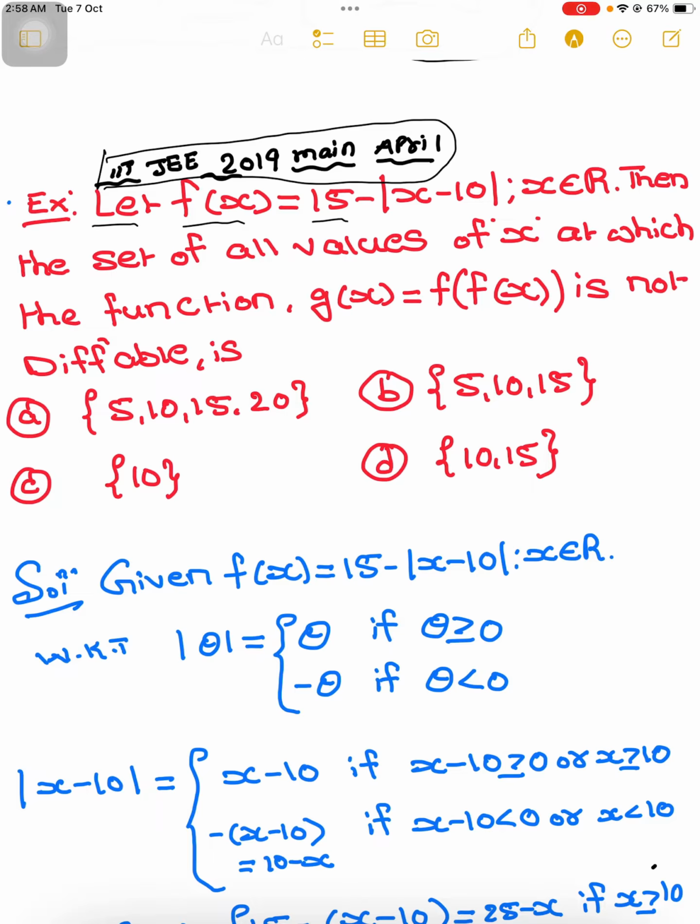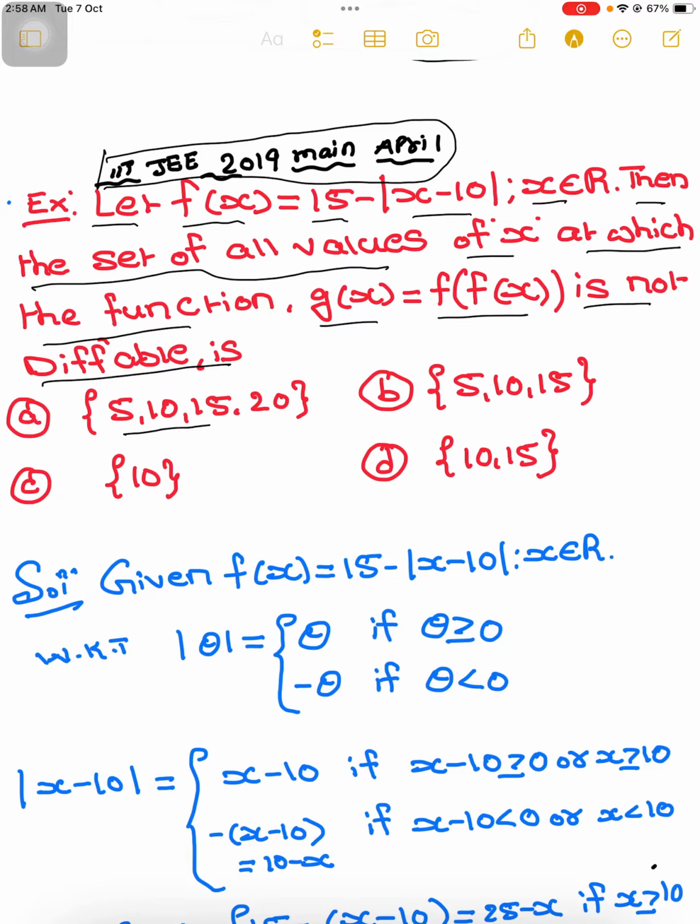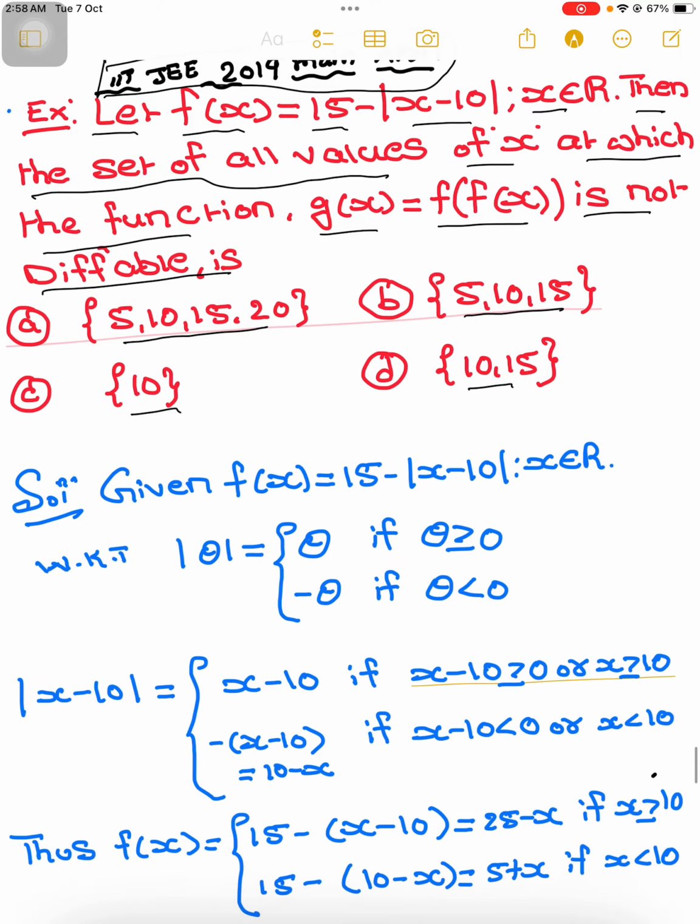Let f of x equals 15 minus mod x minus 10, x belongs to R. Then the set of all values of x at which the function g of x equals f of f of x is not differentiable. They have given four options: 5, 10, 15, 20.